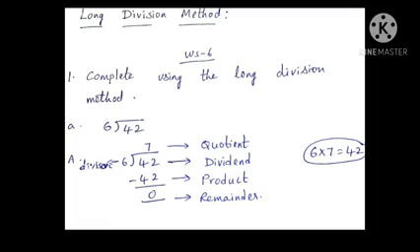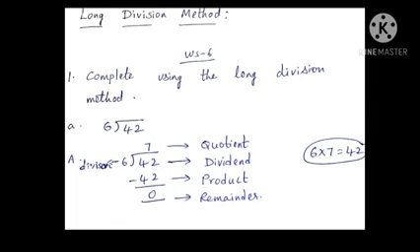42 divided by 6. We have to recite the 6 table. When will we get 42 in the 6 table, tell me, children. Yes, 6 sevens are 42. This 42 we have to write under this 42. This 7 is there, no, children? This 7 we have to write above the line.